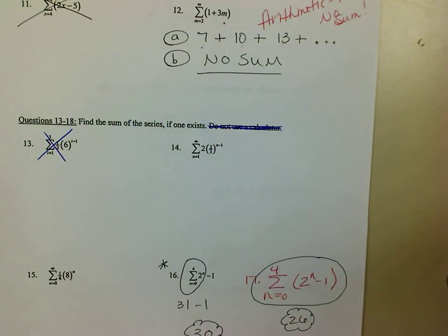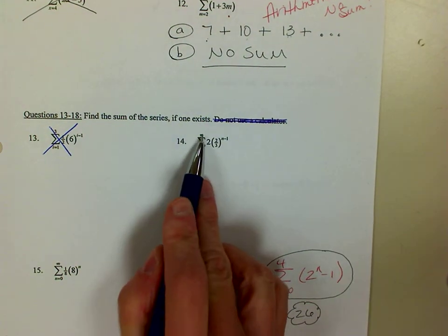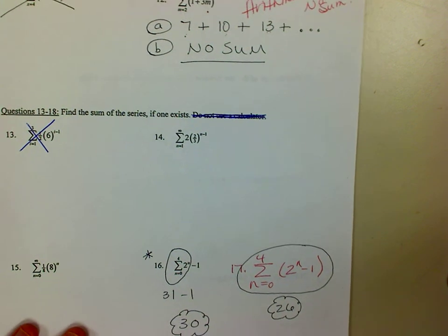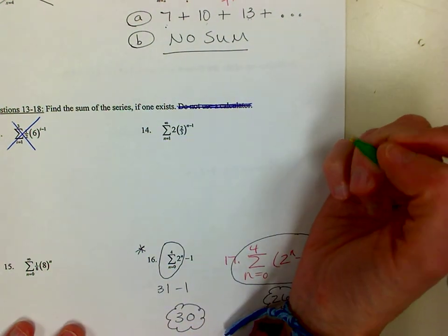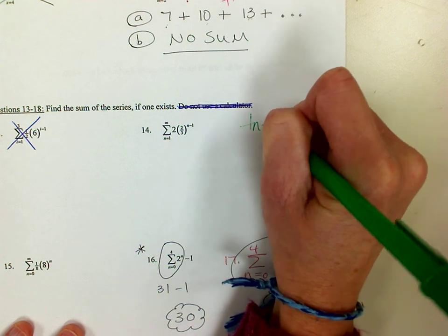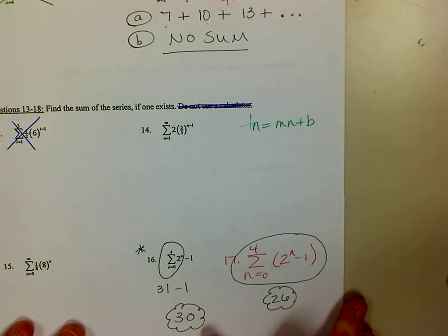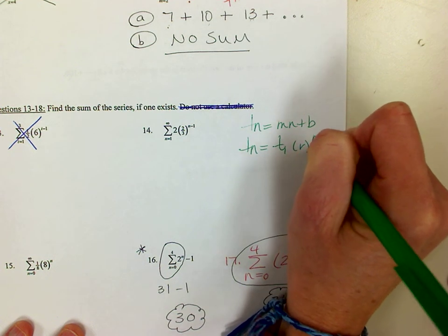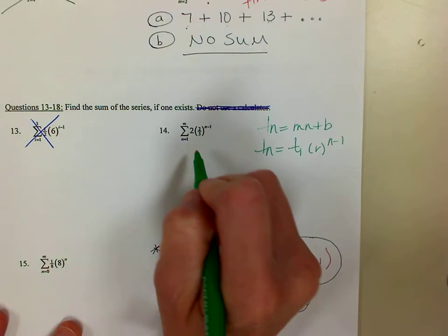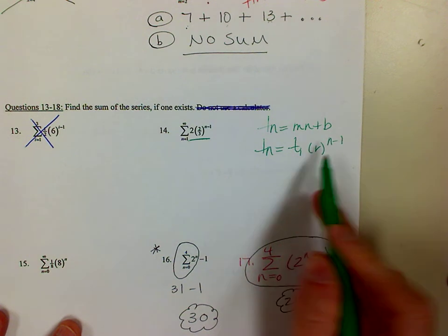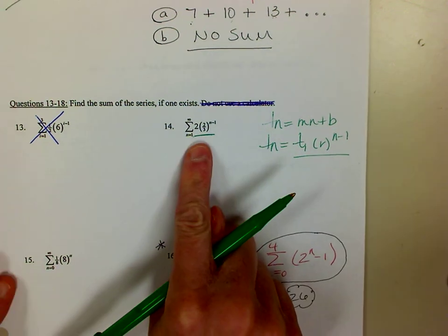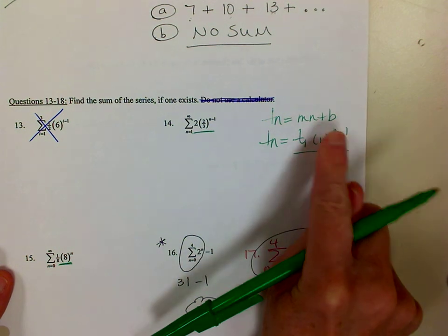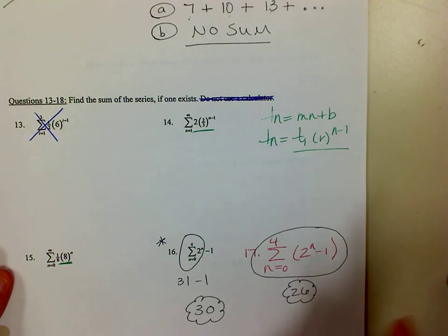Okay, on 14 and 15, they are both infinity. So I have to figure out, first of all, if it's arithmetic or geometric. If you recall from 7.1, this formula we use for arithmetic, and this formula we use for geometric. Well, if you look at this formula, it looks very much like this one. So this one's geometric. If you look at this one, it looks similar to this one. It looks nothing like this one. It has an exponent, so it's going to be geometric as well.